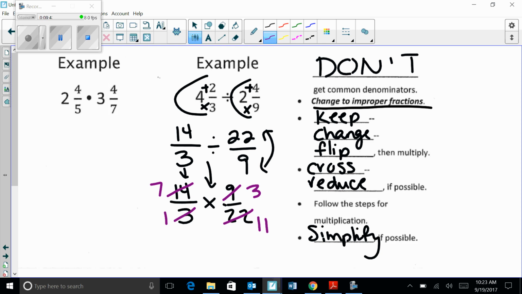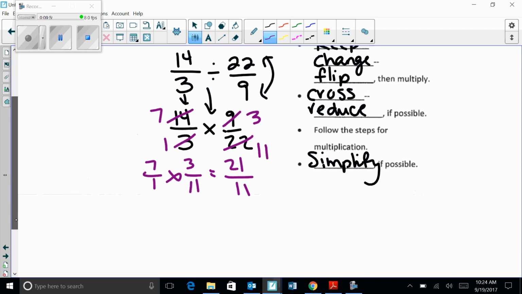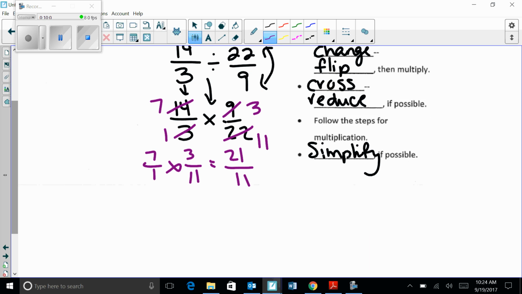So I look and see if I have anything else that can cancel. I do not, so I'm going to rewrite 7/1 times 3/11. That gives me 21/11. So what you notice now is that this has formed an improper fraction. 21 over 11 is improper. So I need to divide to get it back into a mixed number.